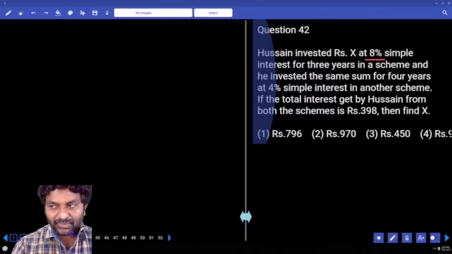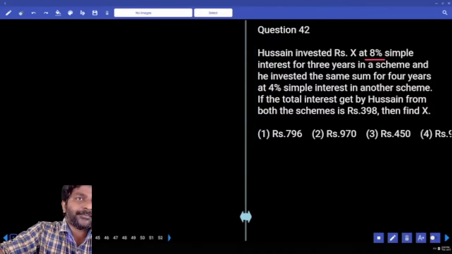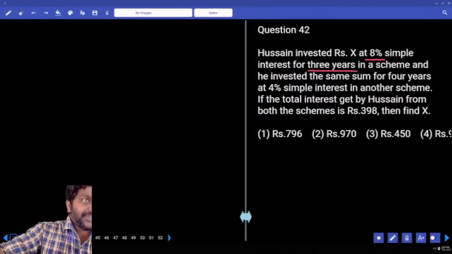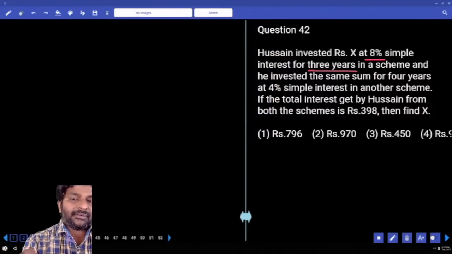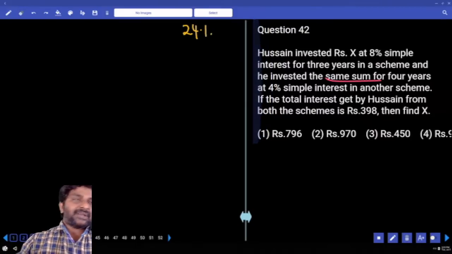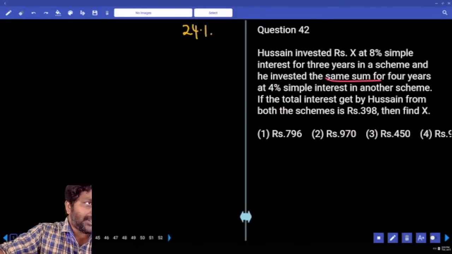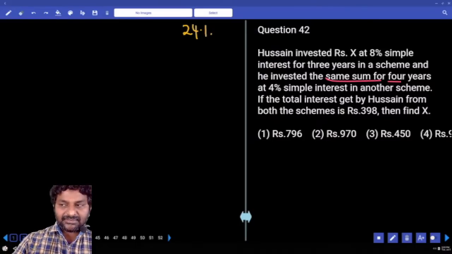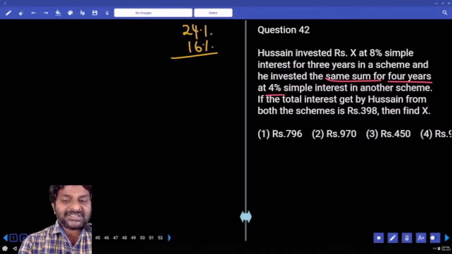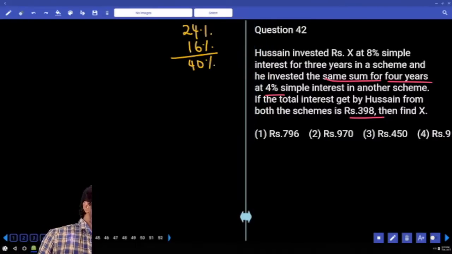First case, how much interest are we getting? Simple interest given for how many years? How much interest do we get? 24%. Next, in another scheme, same sum is invested. That means 100% only. For how many years? What percent? How much total interest from both the schemes? Which is equal to 398.